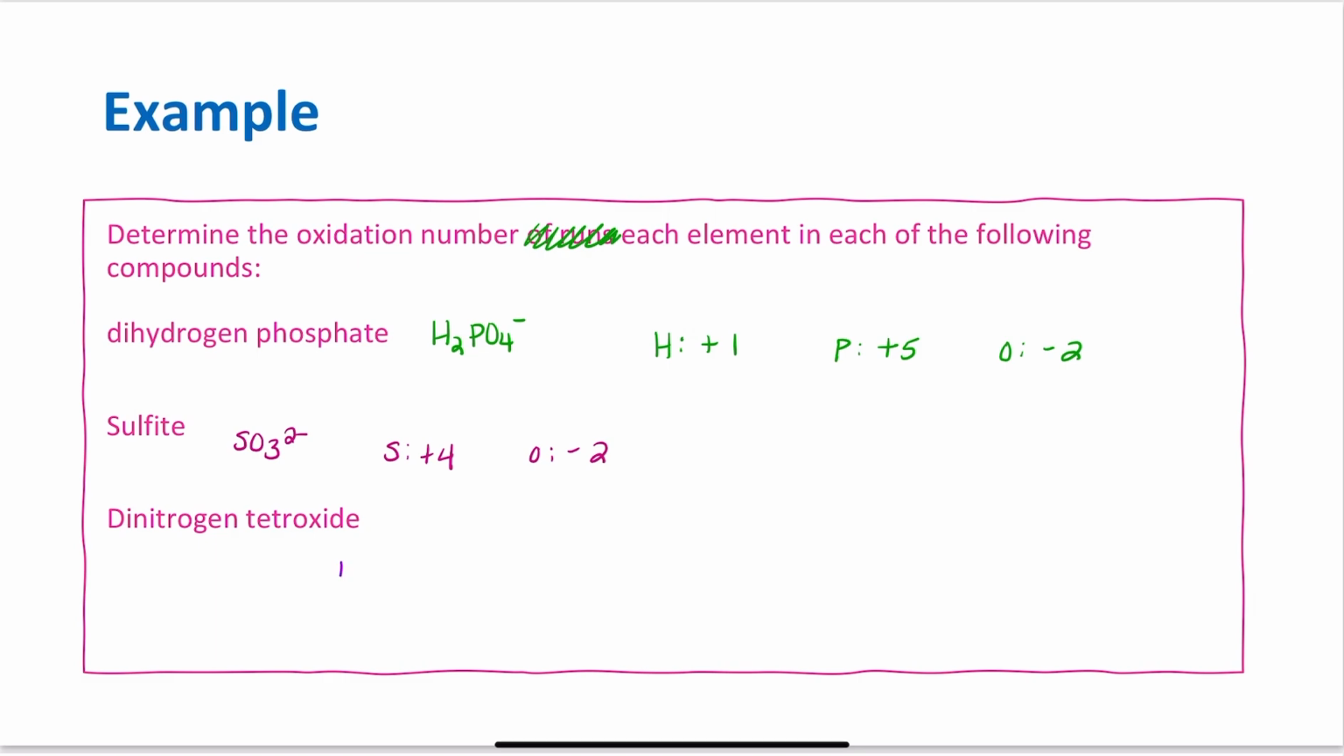And our last one, dinitrogen, so N2, tetroxide, O4. Oxygen really wants to be -2. There's 4 of them, so it needs to be a -8 overall. The 2 nitrogens have to charge balance that, so 2 nitrogens have to be +8, which means each nitrogen has to be a +4 charge. Again, check your answer. 2 times +4 plus 4 times -2 equals 0. 8 minus 8 equals 0. You have the right answer.